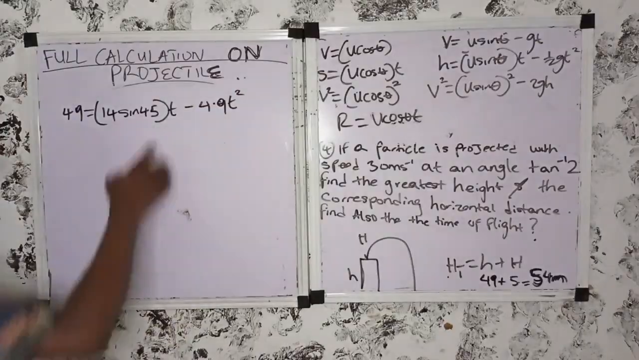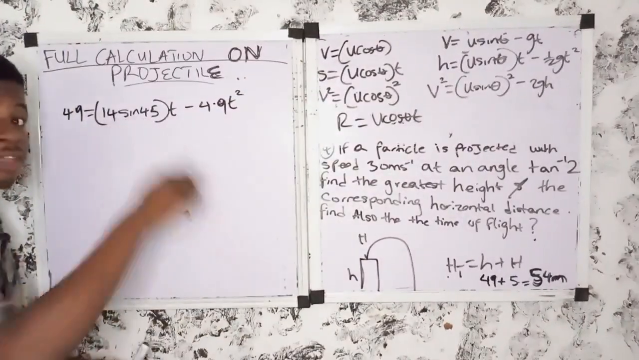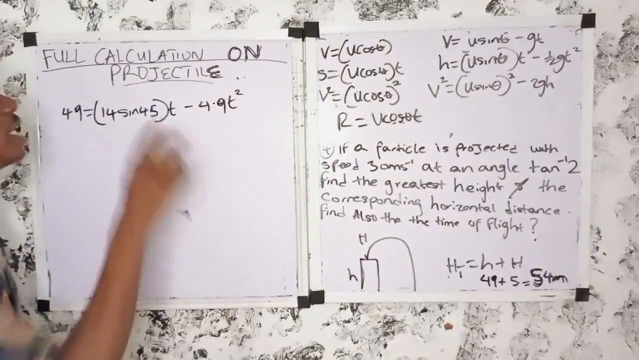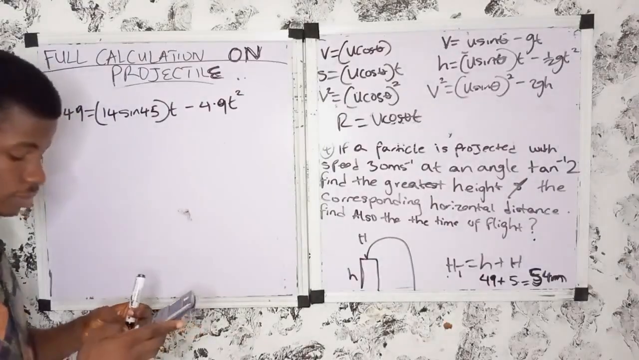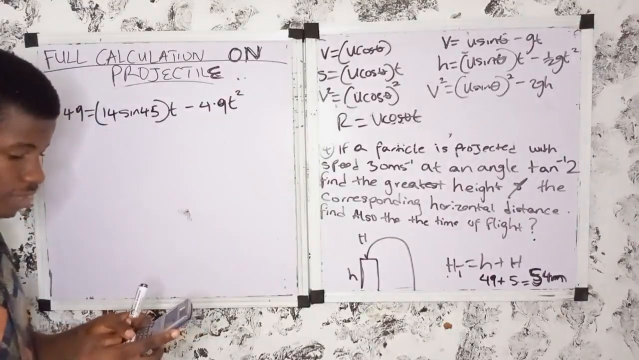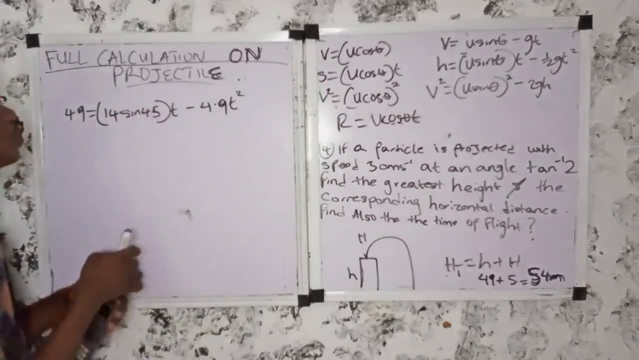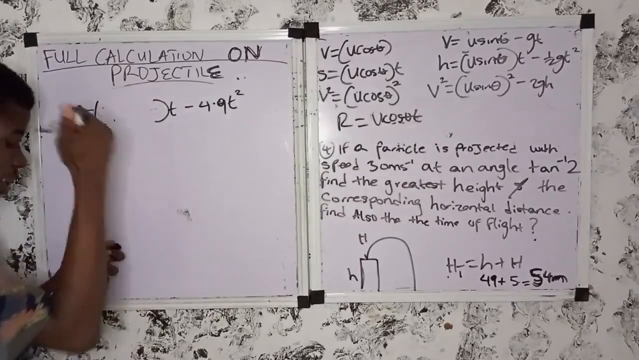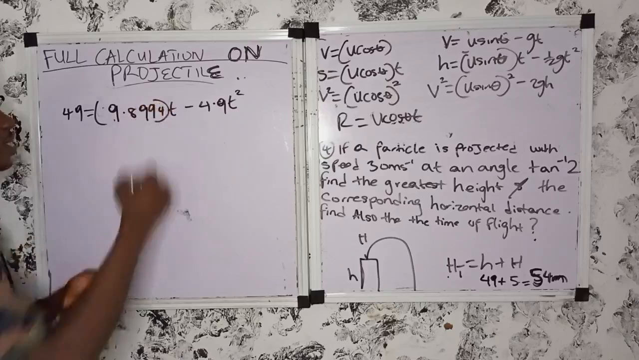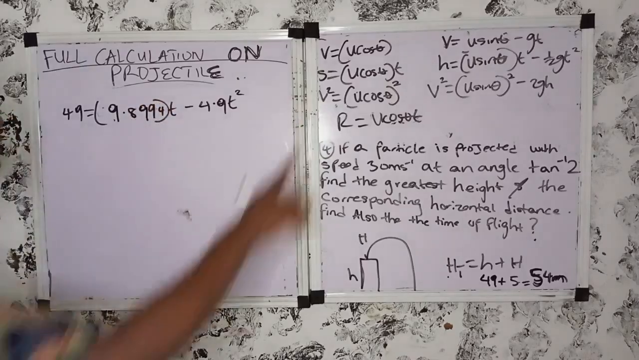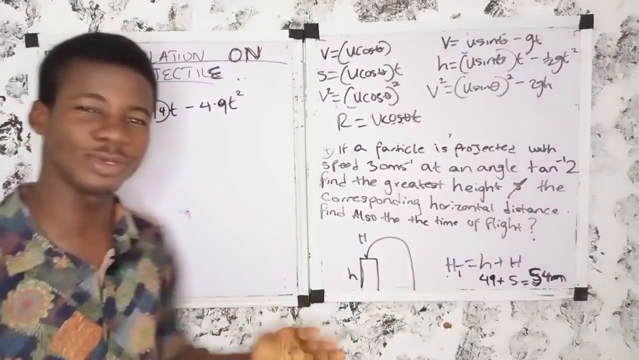Now sine 45 is 0.7071. 0.7071 times 14 will give us 9.8994. So everything here will now be 9.8994. Okay, so now we have arrived at a particular equation, and this equation looks familiar.